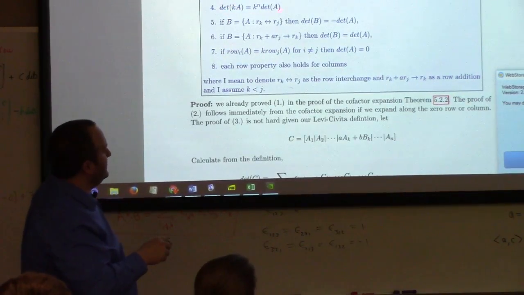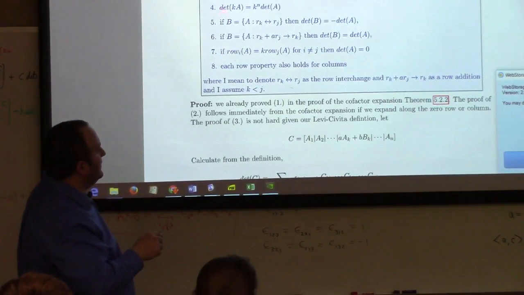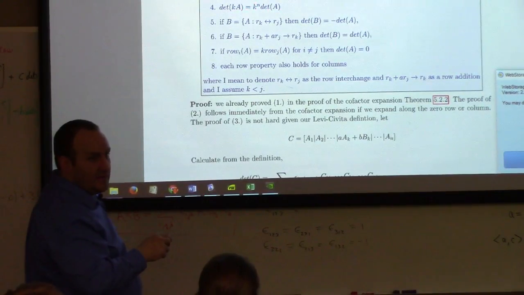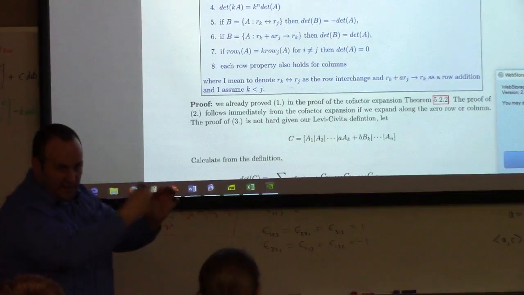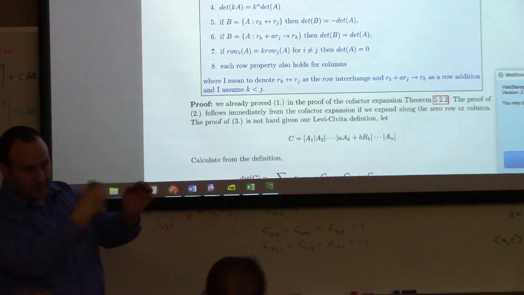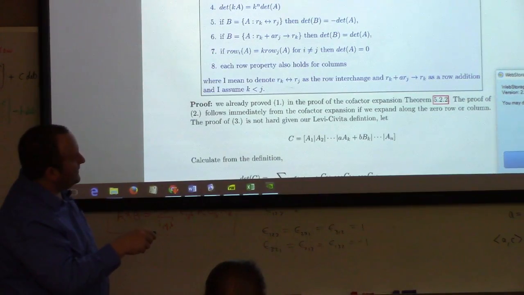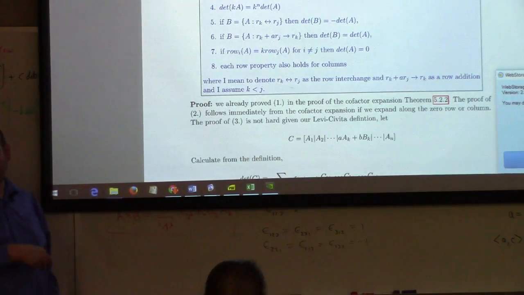Now, here's something that will catch you guys off guard if you're not looking for it. The determinant of k times A is k to the n times the determinant of A. You get one copy of k from each column you pull it out of. So we have this linearity in each column. So I can break up linearity in each column one at a time.